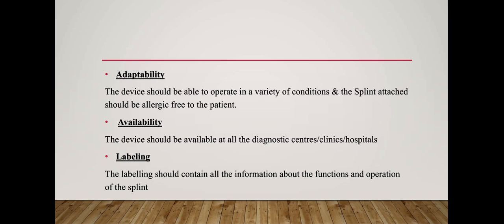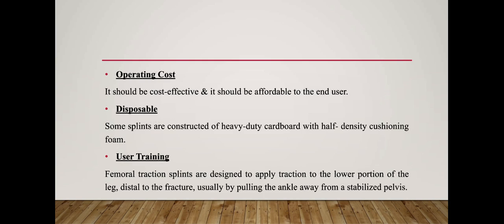Coming to adaptability, the device should be able to operate in various conditions and the splint attached should be risk-free to the patient. And availability: the device should be available at all diagnostic centers and clinical hospitals. Labeling: the labeling should contain all the information about the function and operation of the splint. Operating cost: it should be cost efficient and affordable to the end user.